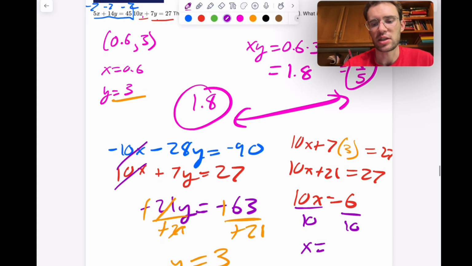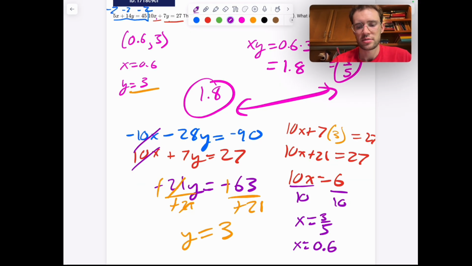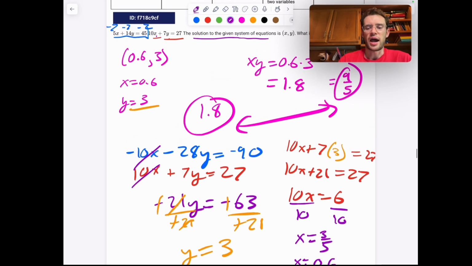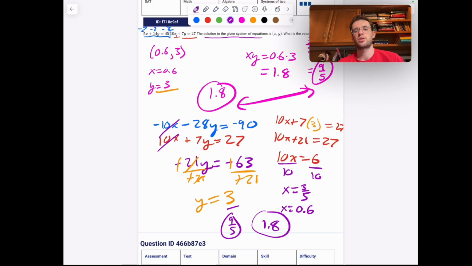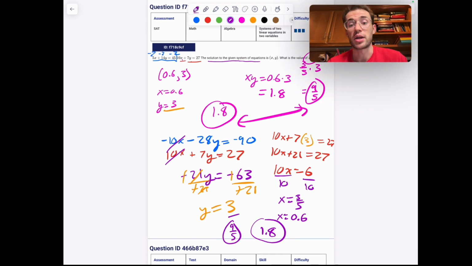We get that x is equal to 6/10, which would be 3/5, or you could say x equals 0.6. Okay, same thing that we had here. And then when you multiply those together, we get 3 times 3/5, again, would be 9/5, or 0.6 times 3, 1.8, same thing, right? Either of those answers is acceptable. It's the same ones that we got by doing it through Desmos.